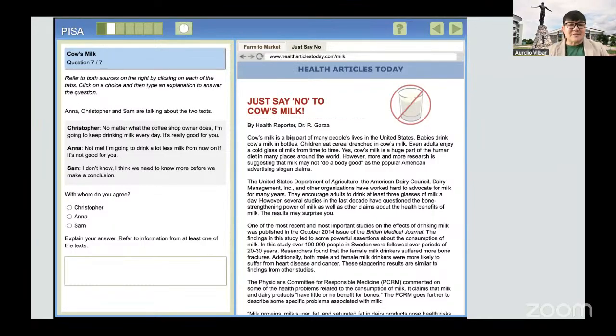Christopher, Anna, and Sam. Christopher said, I will drink milk. Anna said, no, I'm not going to drink milk anymore because sabi nga sa research, okay daw ang soya. Si Sam naman, hindi ko alam kasi nga kulang pa ako ng data. So now, as a student, you take the PISA, you have to tell us to whom do you agree? Christopher, Anna, and Sam, and then why? And then refer to information from at least one of the texts. Babalikan mo yung text ng Just Say No to Cow.